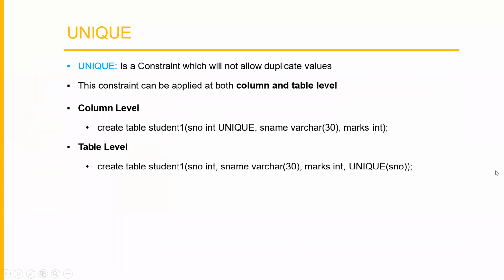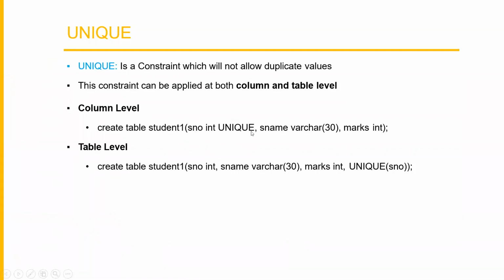You can see it here. Create table student, student number integer. Then we specify the keyword unique. This need not be uppercase, it is case insensitive. Just to highlight that we are using this keyword, I gave it in uppercase. Then you can see student name varchar, marks integer. This is the same, but here we wanted student number to accept only unique values. In that case, we can specify that column with the unique constraint like this, and this is at the column level.